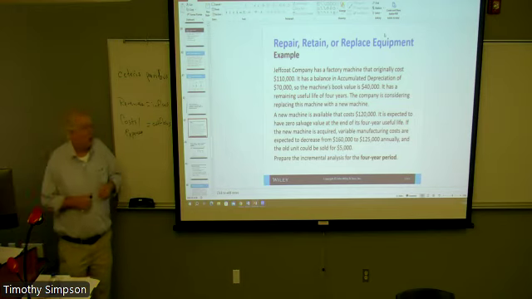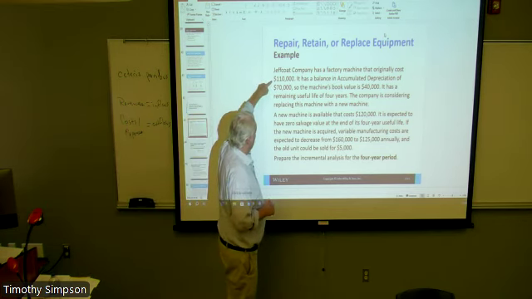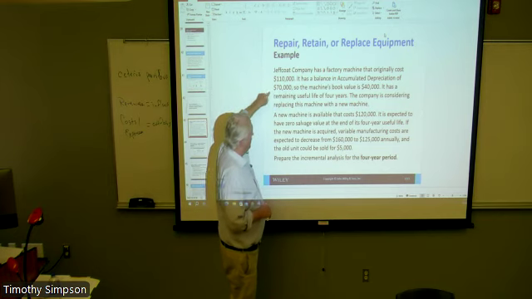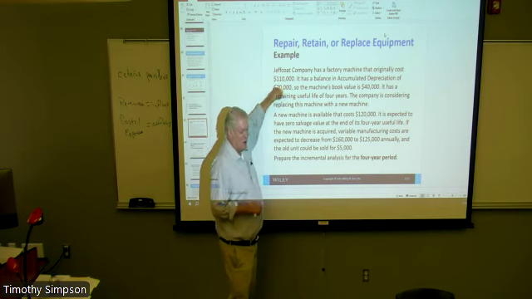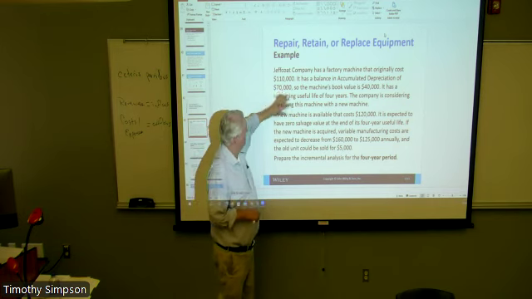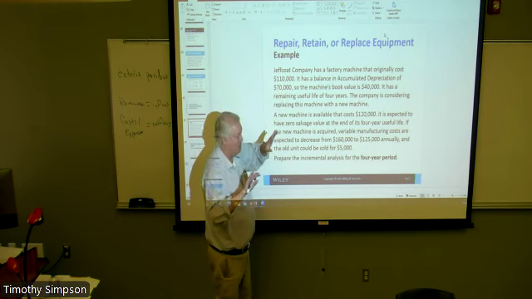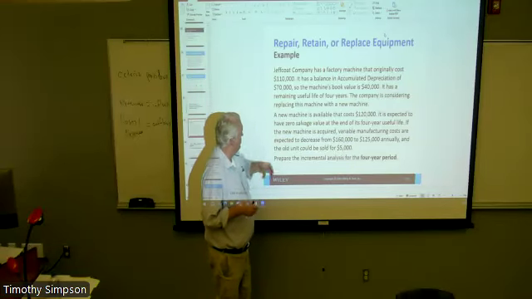This doesn't say what they make, but they have a machine that costs $110,000, and it's got a balance in accumulated depreciation of $70,000. And if I look at this scenario, I say right now, this is what we call a sunk cost. It's already been incurred. It's not coming back. It's done. Forget about it. Not relevant. So forget about that. It's a red herring, but you'll see this on homework, quizzes, and whatnot.